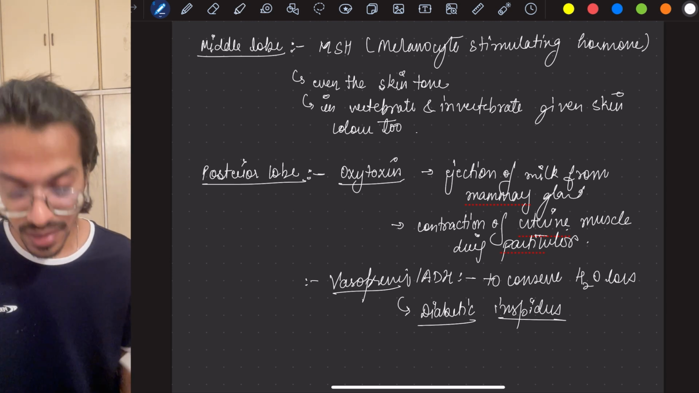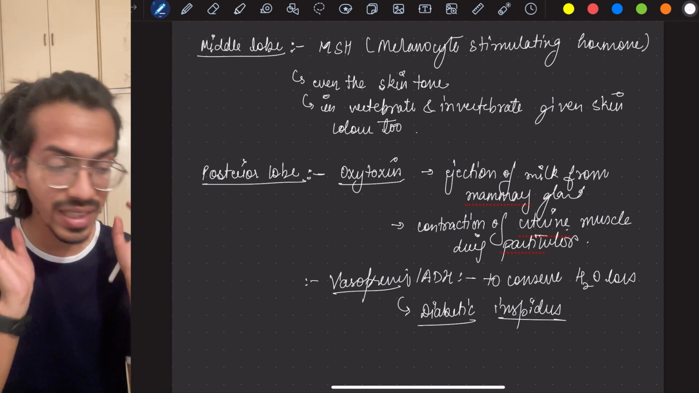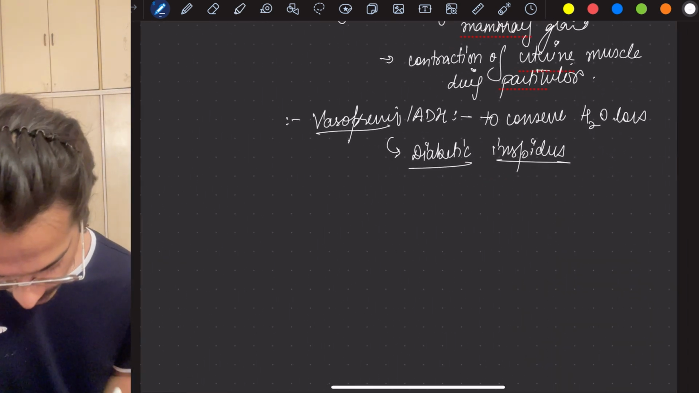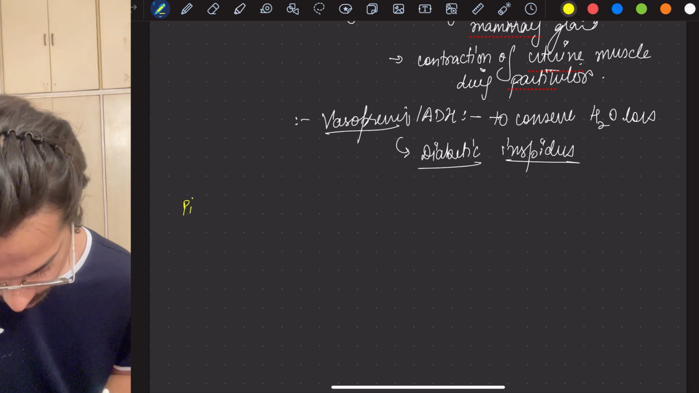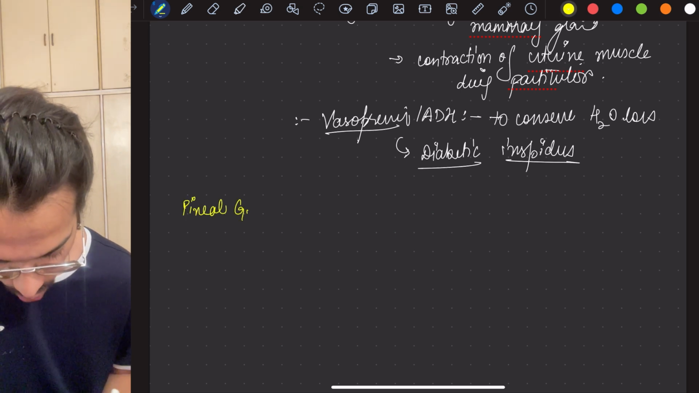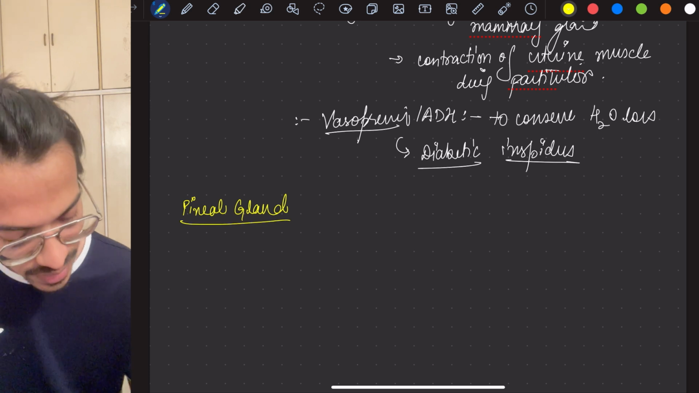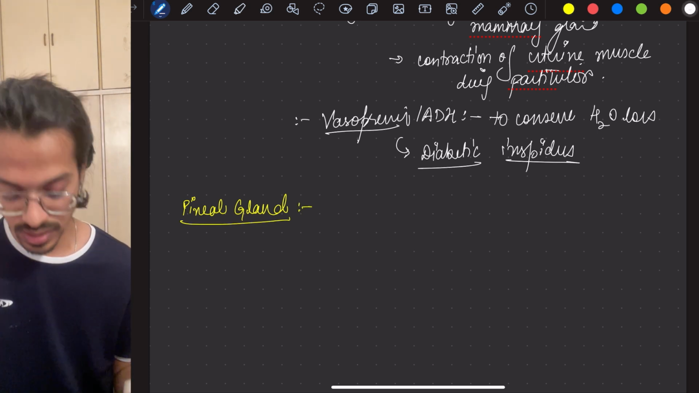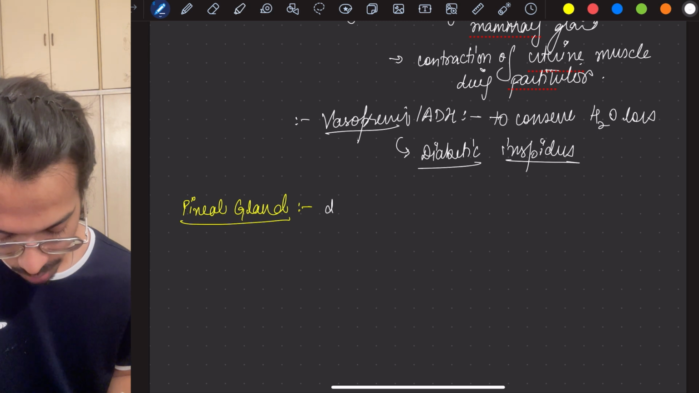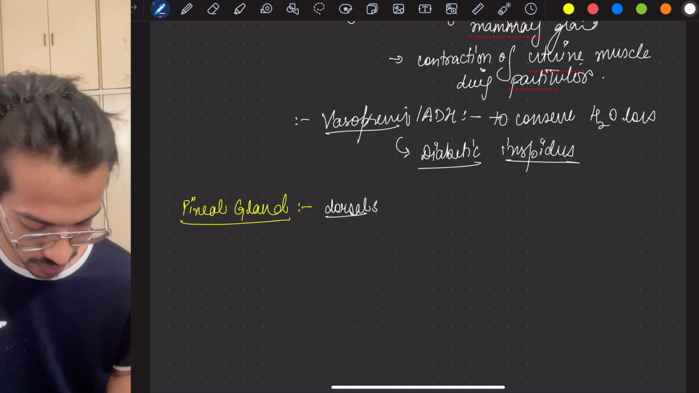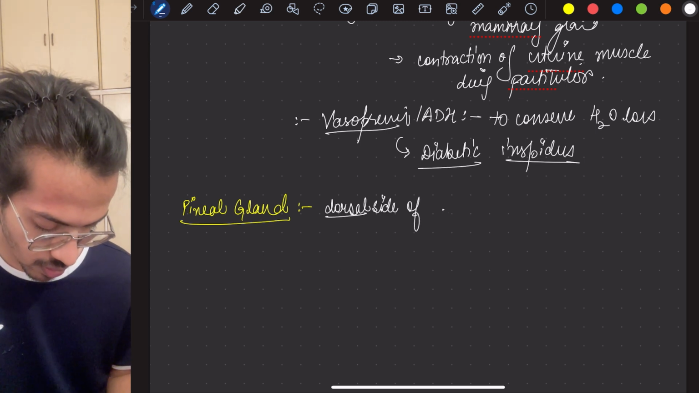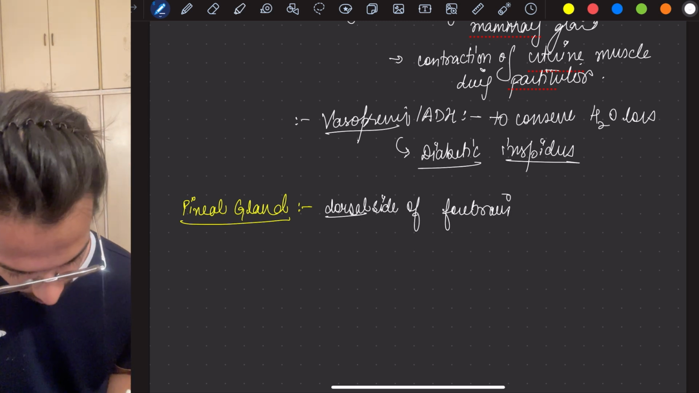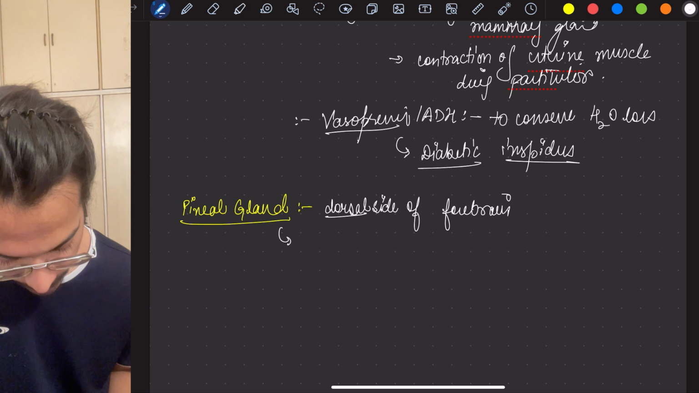Moving up to the next gland which is present inside the brain, that is the pineal gland. The next gland that we're going to be studying is the pineal gland. Two glands we have already completed. Pineal gland is the easiest one. Where is it located? It is located on the dorsal side of the forebrain. So this is important, dorsal side of forebrain, the back side. Then its hormone is called melatonin.